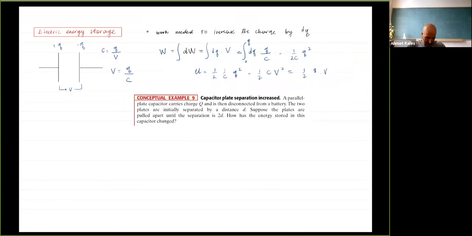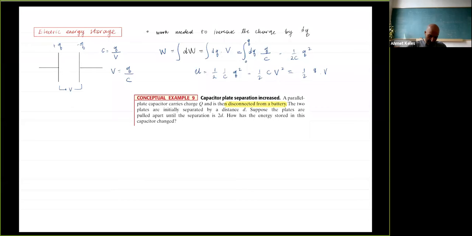A parallel plate capacitor carries a charge Q and is then disconnected from the battery. All right, this seems to be disconnected from the battery. The two plates are initially separated by a distance d, and suppose the plates are pulled apart until the separation is 2d. How has the energy stored in this capacitor changed?